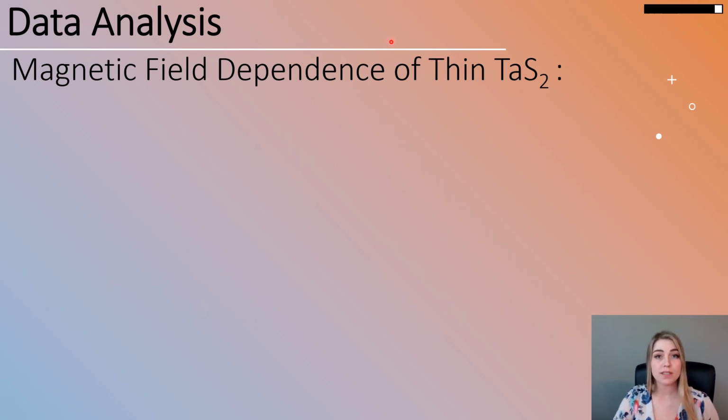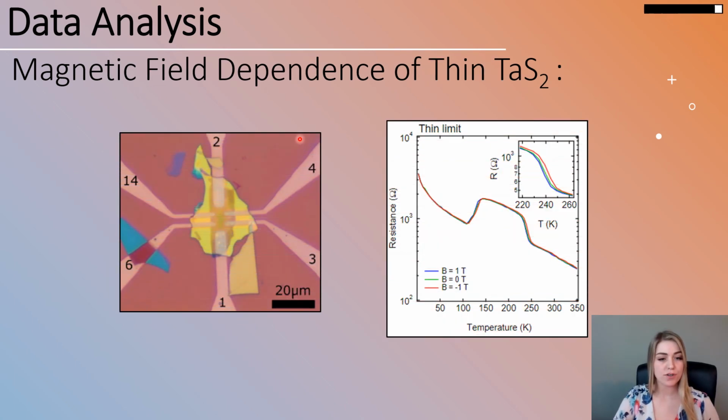So we performed the same measurements with the thin TaS2. So right here you can see what the device looks like. But on this one we did sweeps of 1 Tesla to -1 Tesla. But you see the same shifting in temperature that's depending upon the field orientation, whether or not the field is positive or negative. So again, at a positive field, we see a shifting in the temperature to lower temperatures, and at negative fields, the temperature shifts higher.